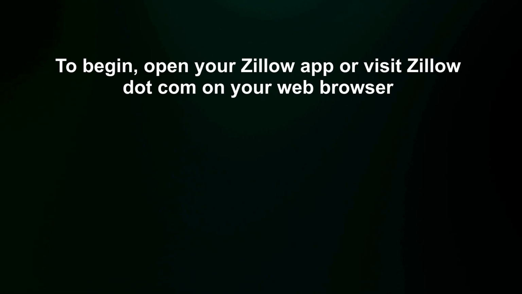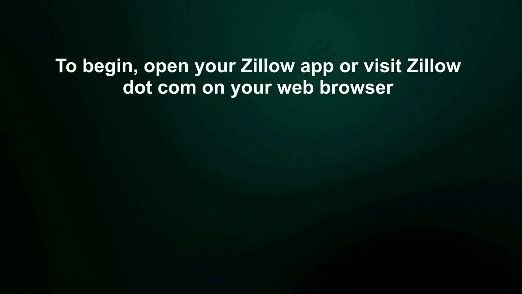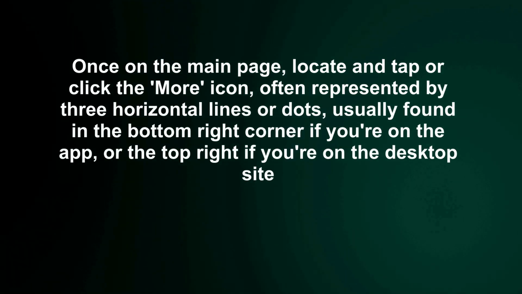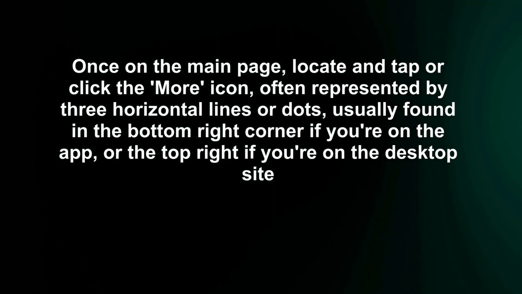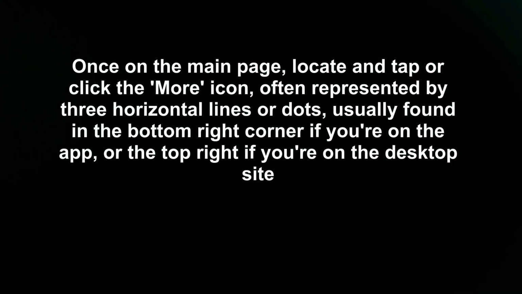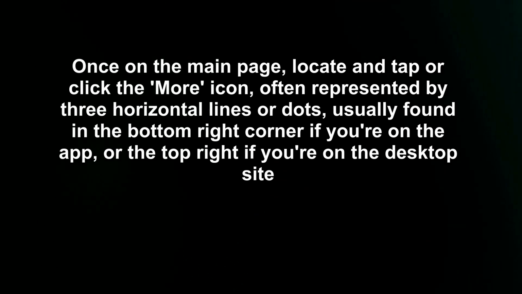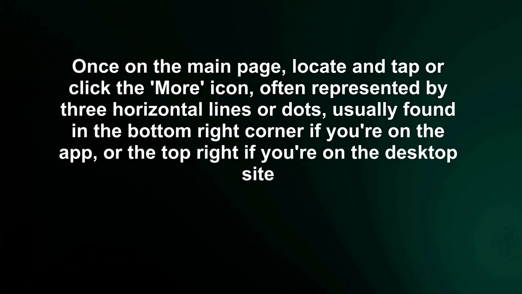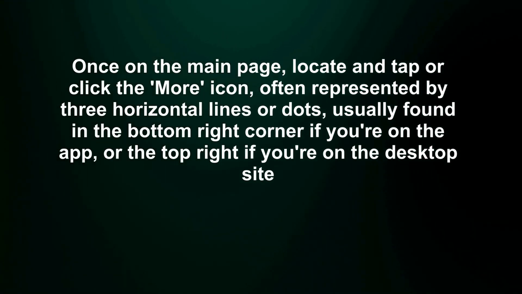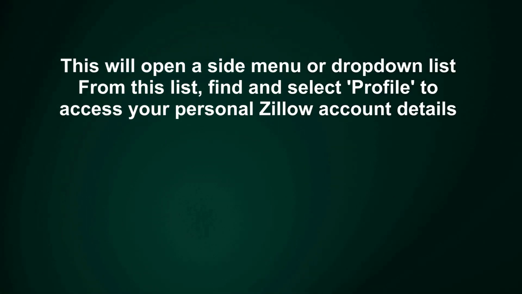To begin, open your Zillow app or visit Zillow.com on your web browser. Once on the main page, locate and tap or click the More icon, often represented by 3 horizontal lines or dots, usually found in the bottom right corner if you're on the app, or the top right if you're on the desktop side. This will open a side menu or drop-down list.